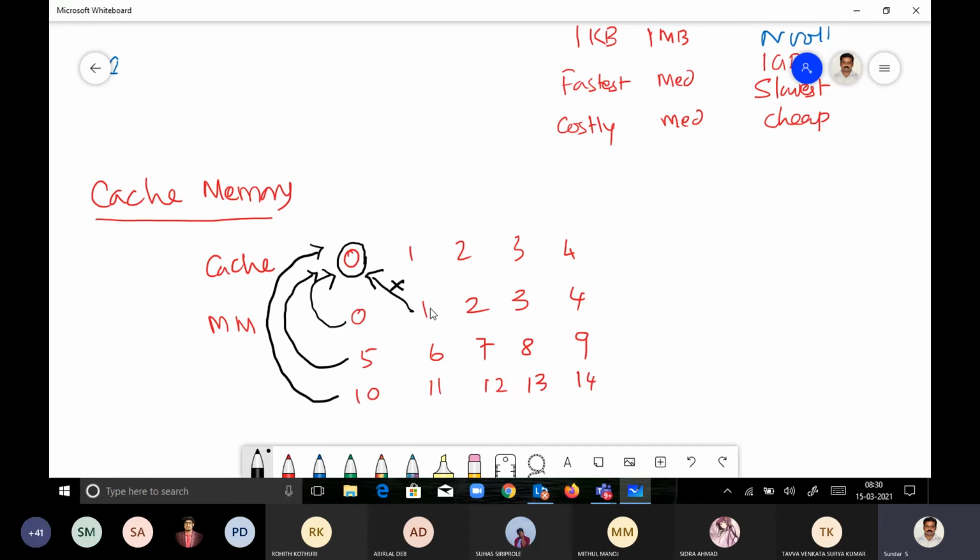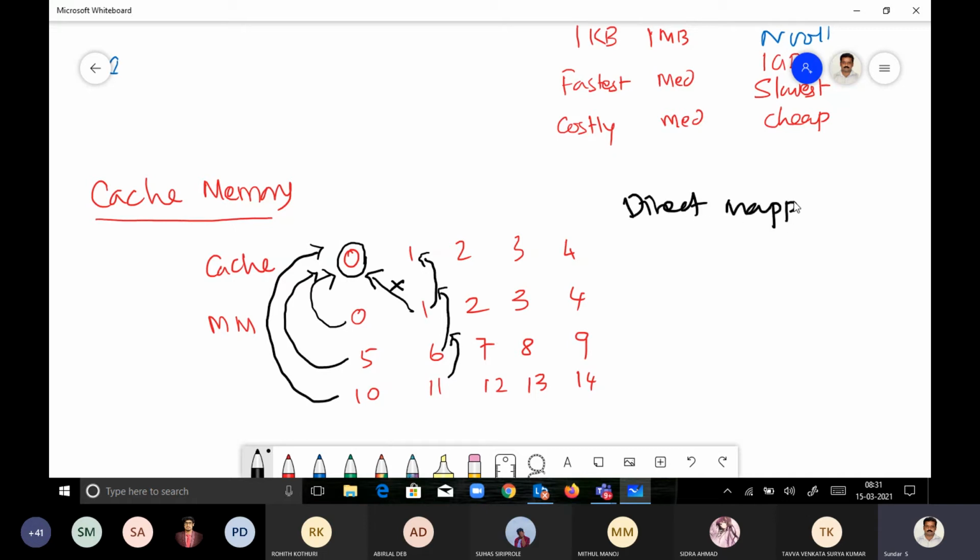Similarly, this will be mapped here. So at a time, any one of these three may be available here. Clear? Right? So this is the way the main memory also gets information from the disk memory. Same way. So this is called direct mapping.